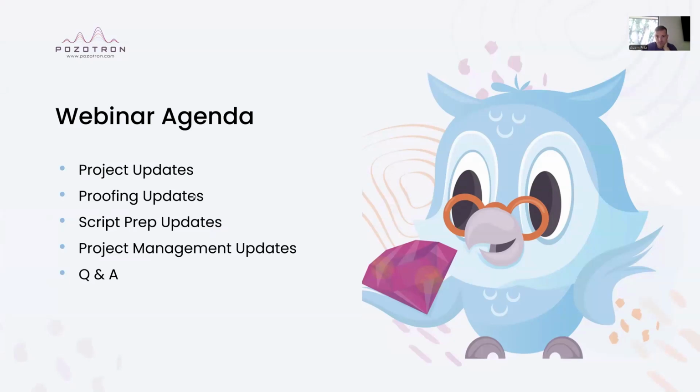As far as the agenda goes, first we're going to be talking about project updates. These are features that affect your entire project in Positron. And then we're going to go into specific tools within the studio, our proofing tool, our script prep tools, some project management features that are new that we want to show off. And at the end, there's Q&A, but like I said, feel free to drop any questions you have as we go along. And with that, we'll get started.